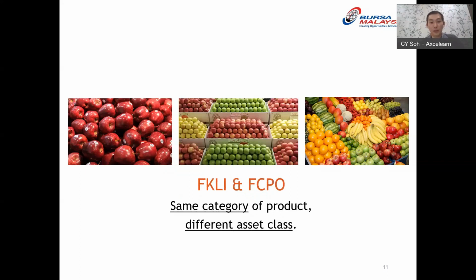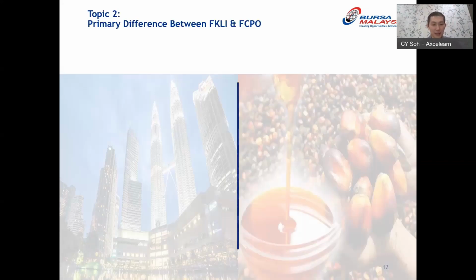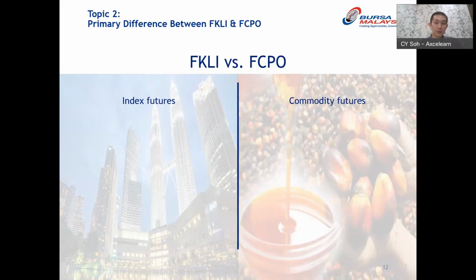Now, in fact, although FKLI and FCPO are considered the same futures product, derivative products or futures products, right? They are considered the same category, but they are actually considered as a different asset class. So later on, I'm going to share with you what the asset class is in different terms. So here, let's look at the differences between FKLI and FCPO. Here on the left hand side is the FKLI and the right hand side is the FCPO. So FKLI is considered as the index futures and FCPO is considered as the commodity futures.